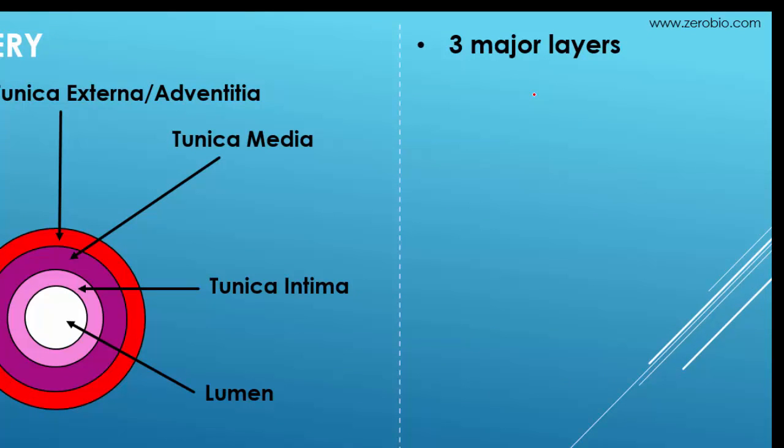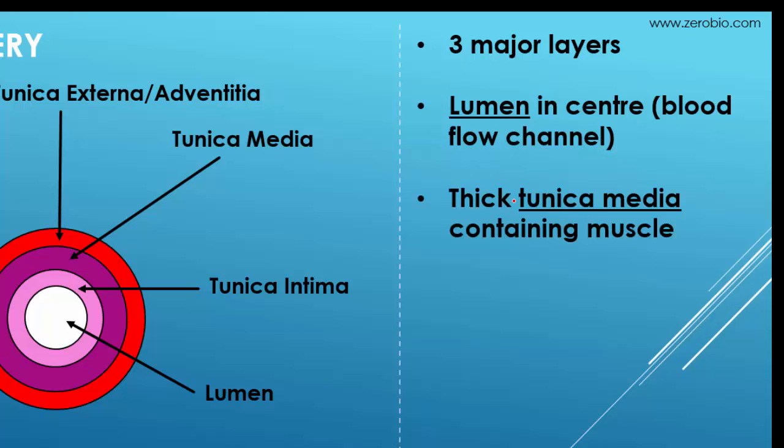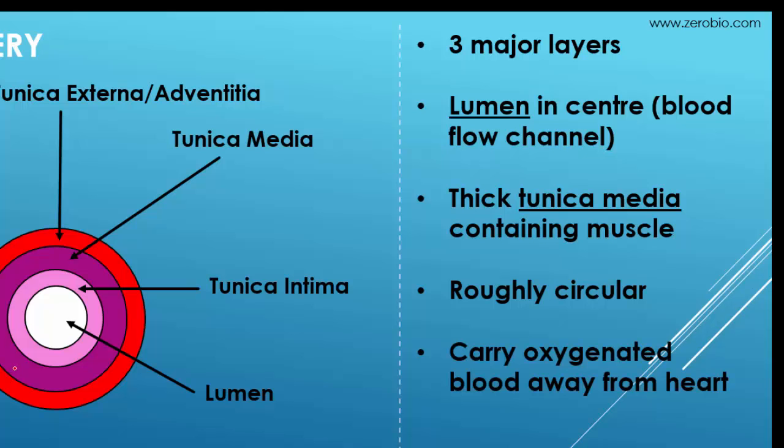There are 3 major layers to the artery. The lumen is in the center, and this is the blood flow channel. There is a thick tunica media that contains muscle, and this is going to differentiate an artery from a vein, the fact that there's a thick tunica media in an artery. In a vein, there's a much thinner tunica media. Arteries are roughly circular in shape, and that's due in part to the thick tunica media. A big thick muscle ring here that gives the artery a circular shape.